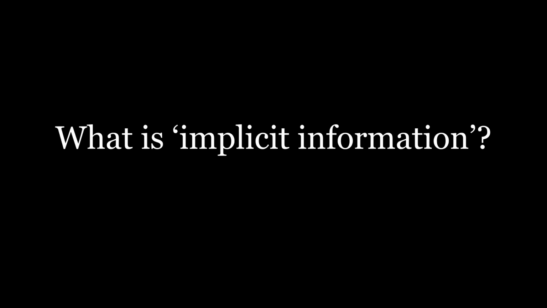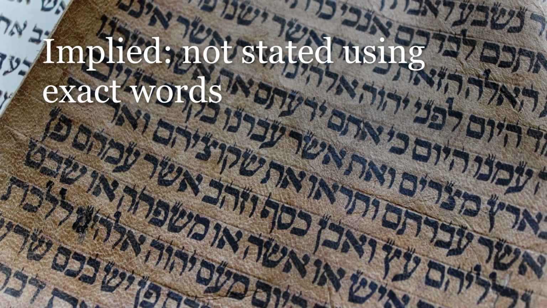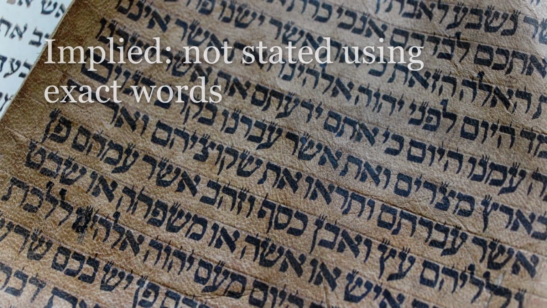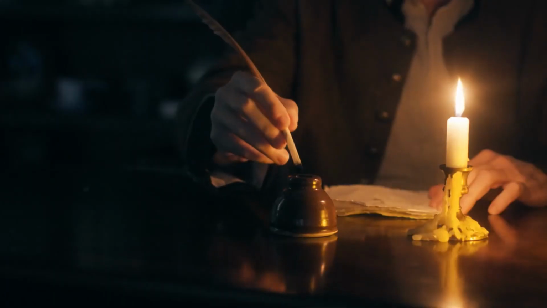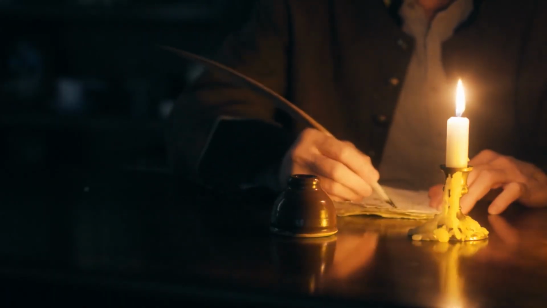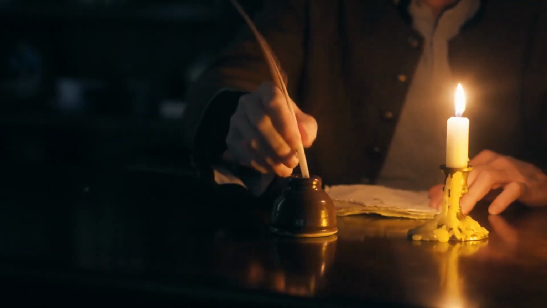So what is implicit information? Implicit information is information that is not explicitly stated using exact words in a source. Implicit means not clearly stated or not specifically said. Rather than stating something directly, when providing implicit information, sources give you enough clues so that you can reach a conclusion by yourself, without the author having to say it in exact words.